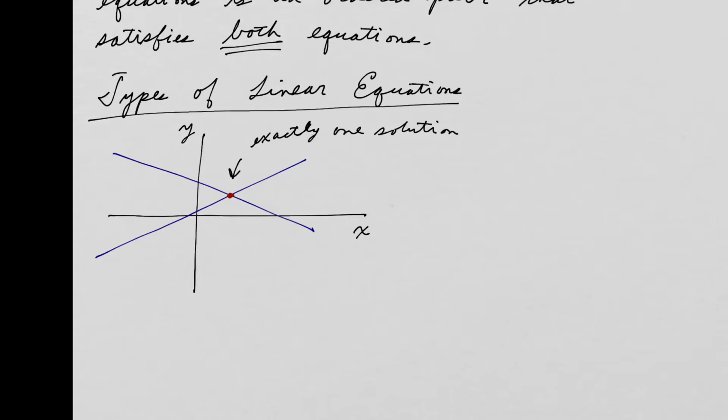And for the system itself, we can say it's an independent system. That's going to be the most common case. So they intersect at one point, so there is a solution. And there's exactly one solution.